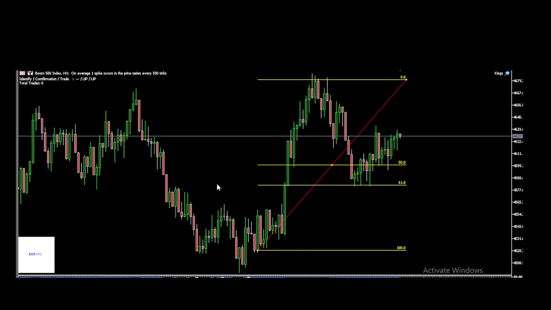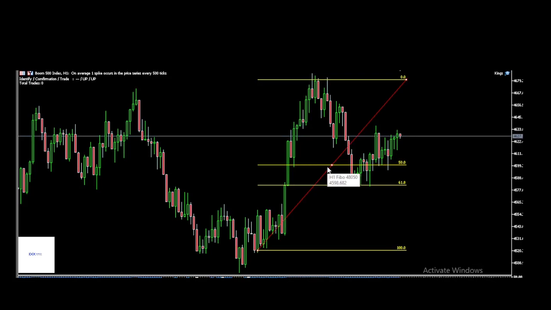Okay, that's the first mistake traders make. They just jump into the trade because they see the price at the 61.8 level or the 50 level. That's not how to trade or treat Fibonacci retracement. The second mistake people make is that they take the Fibonacci retracement level as a line. You can see this line, they just take it as a line.